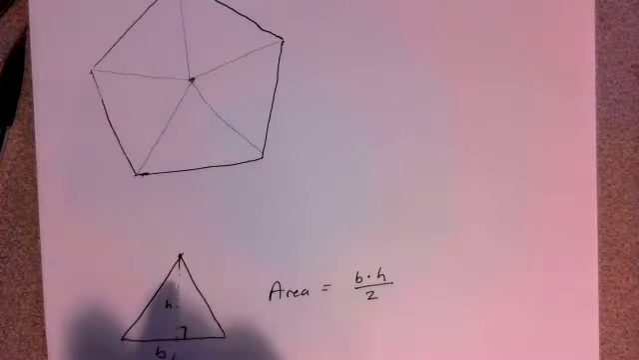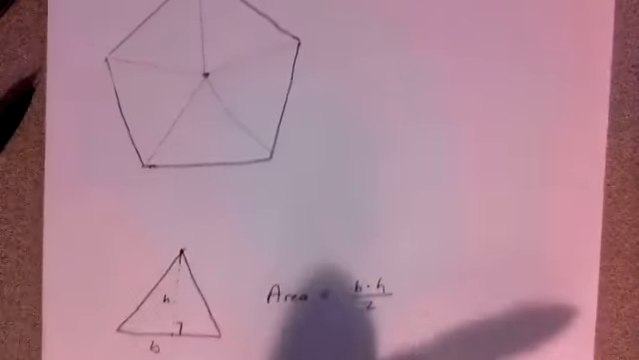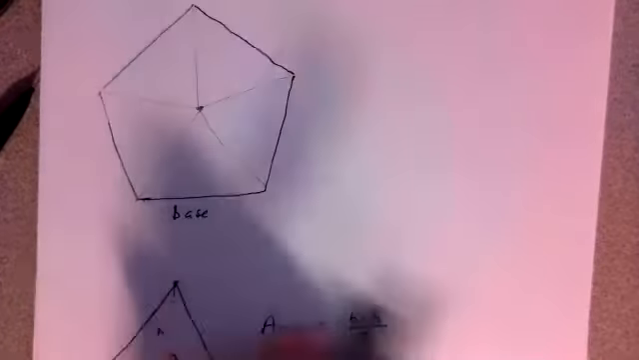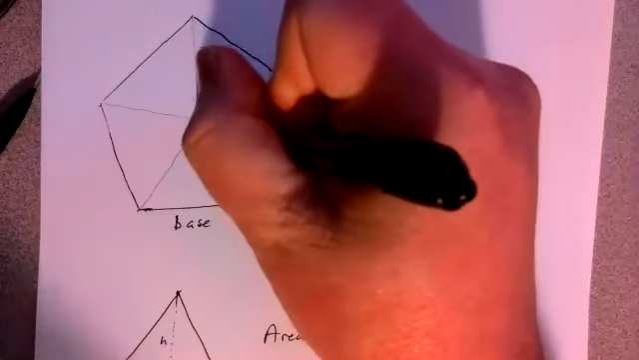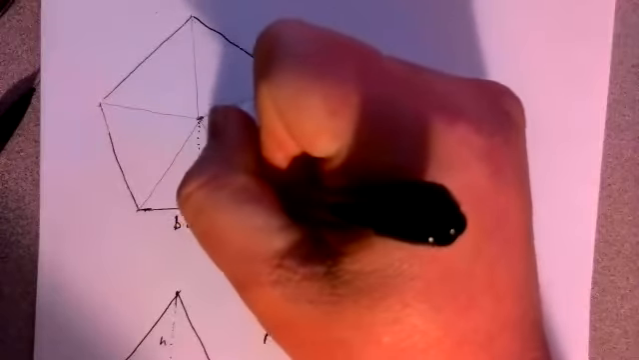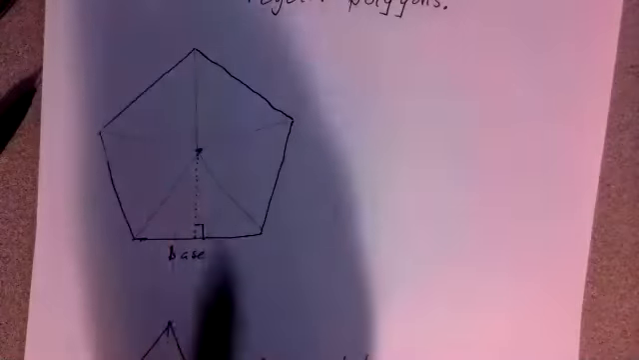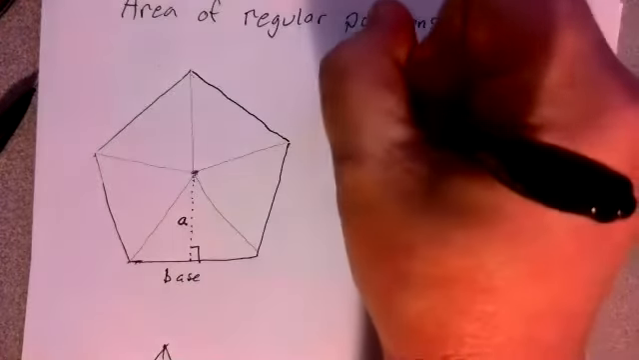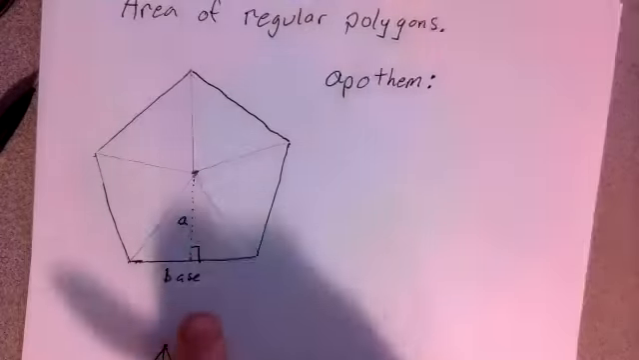And now there's some language to this here. This side length here, we could call that the base of this pentagon. One side length, we could consider it to be the base. And this height right here, the height of just this one triangle, we can't necessarily call it the height anymore, because there's 5 of them. So this actually has a brand new name, and it's a very funny name, and it starts with an A, and it's called an apothem. An apothem.